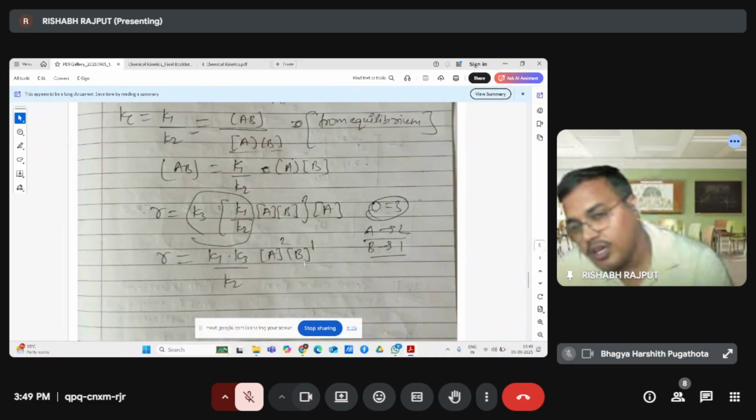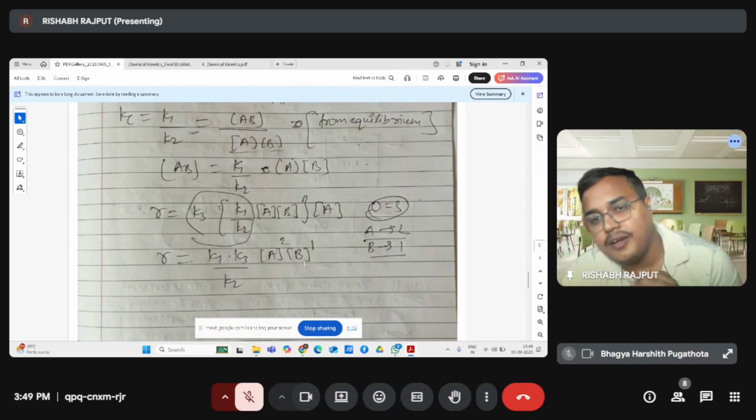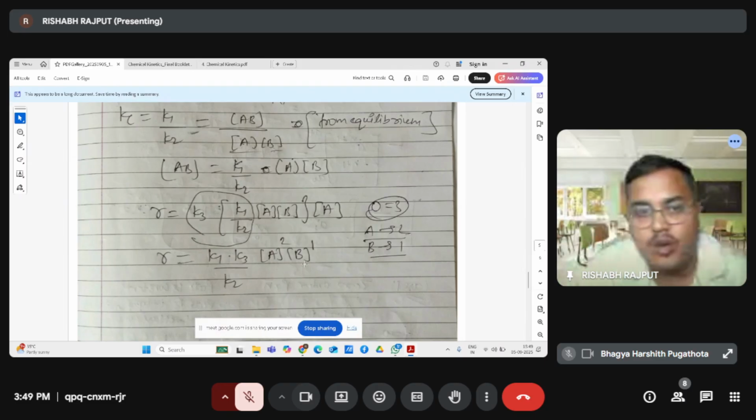No, sorry, 3. Because it is the slow step, that is why. Now the final step, you can say here, your order of the reaction is 3, because the value for A is 2 and for B is 1. Now you can also say the molecularity is 3.